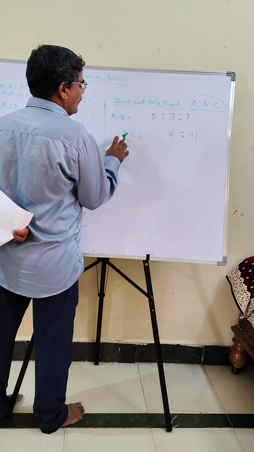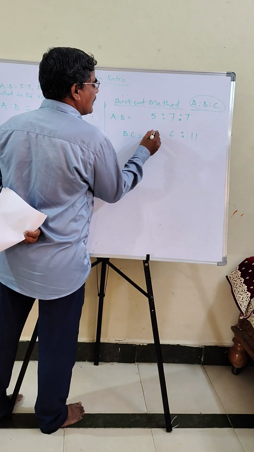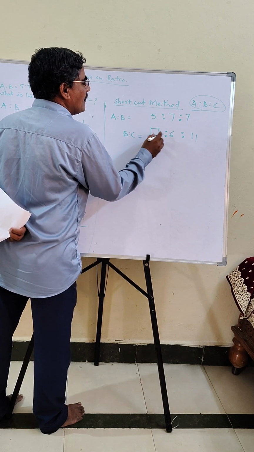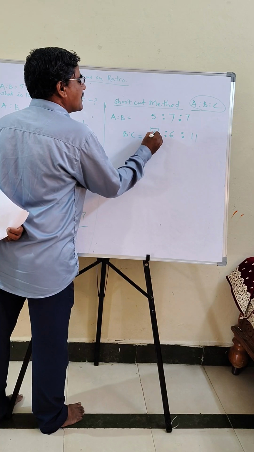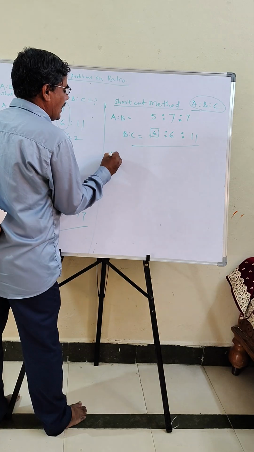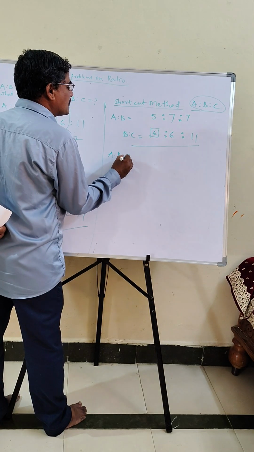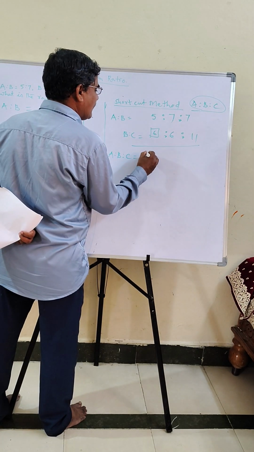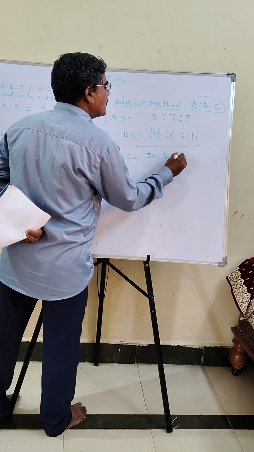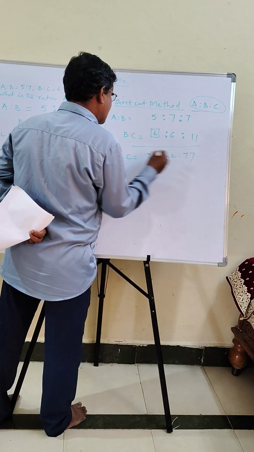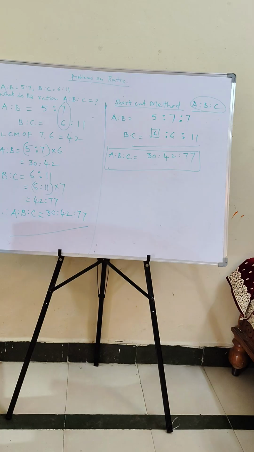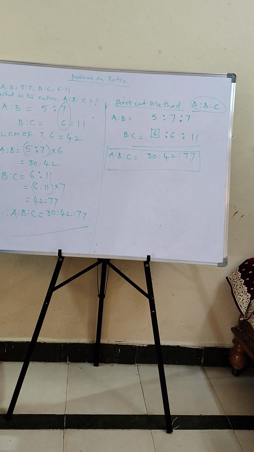Here B is to C only, there is no A. That's why in the blank we have to take this number 6. Therefore, A is to B is to C equal to 5 6s are 30, 7 6s are 42, 7 11s are 77. This is the shortcut method of A is to B is to C.